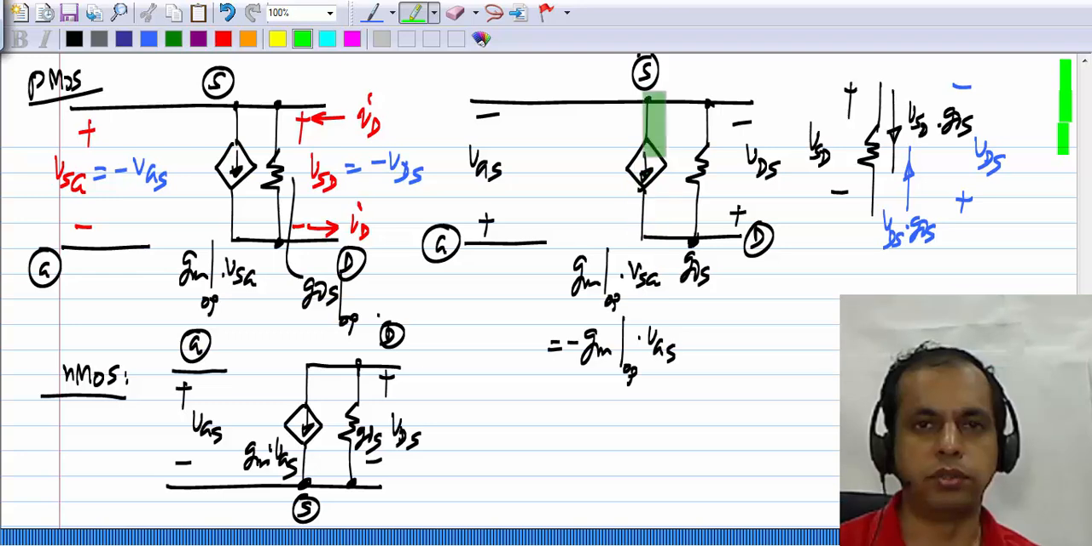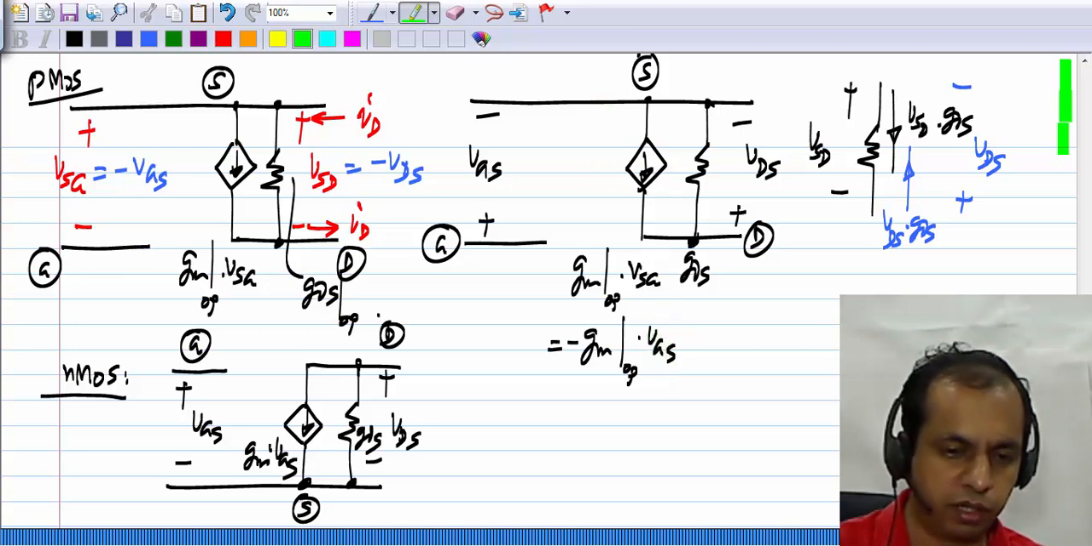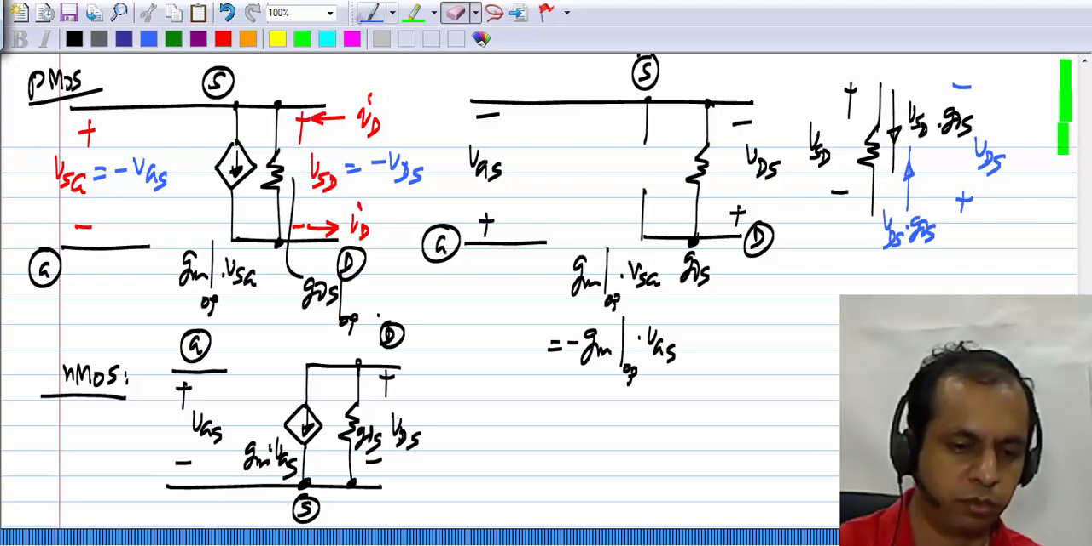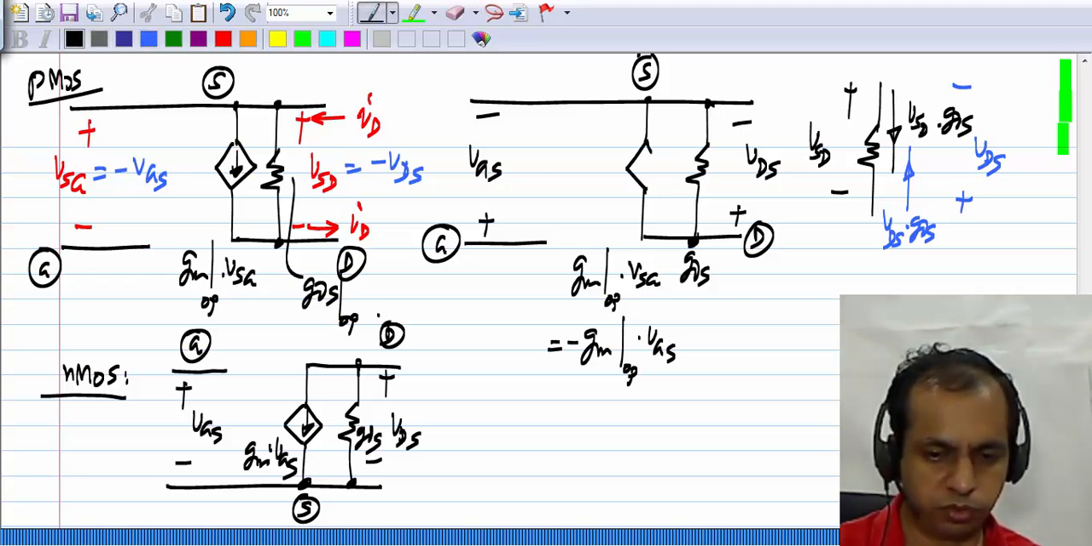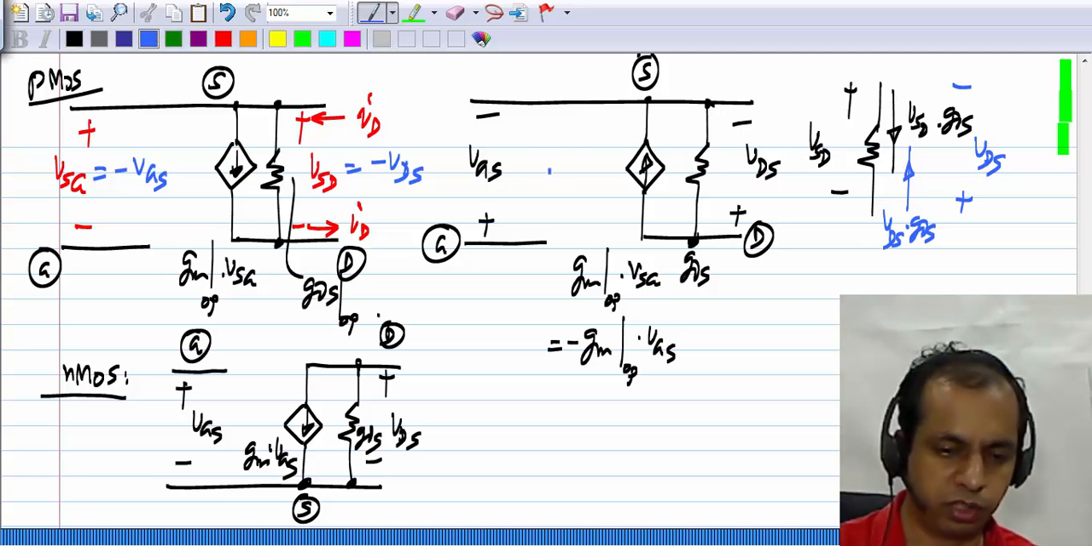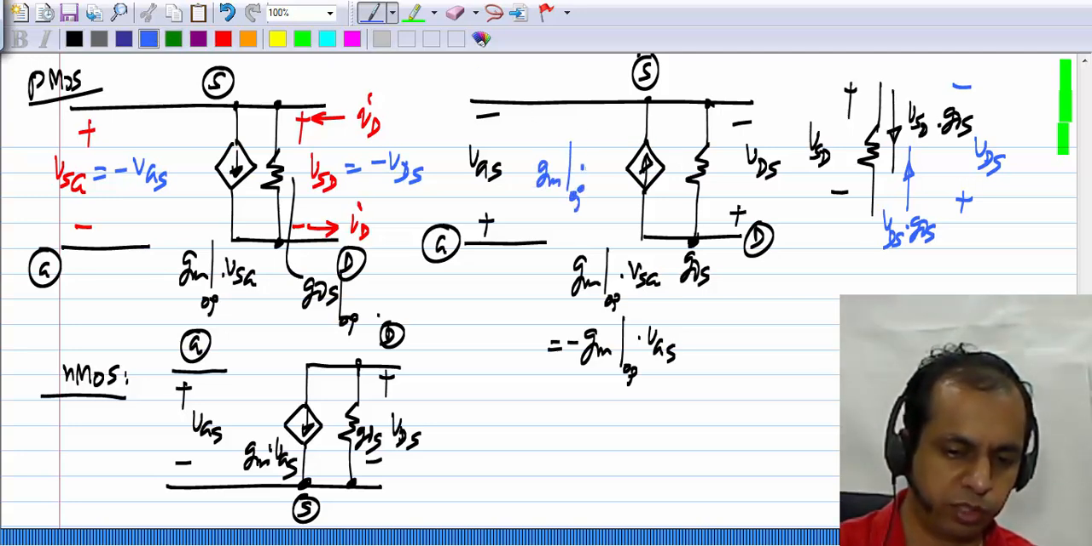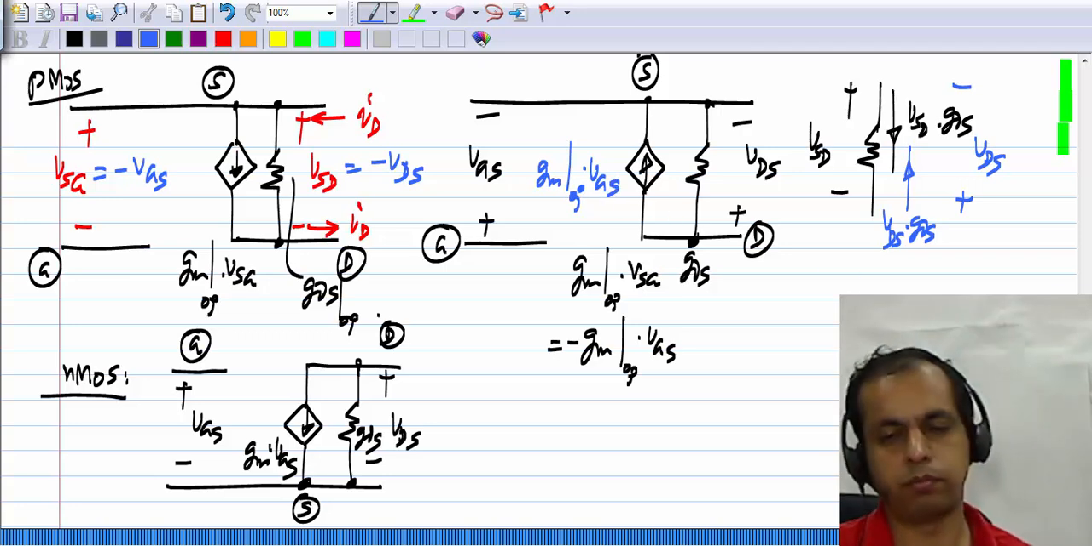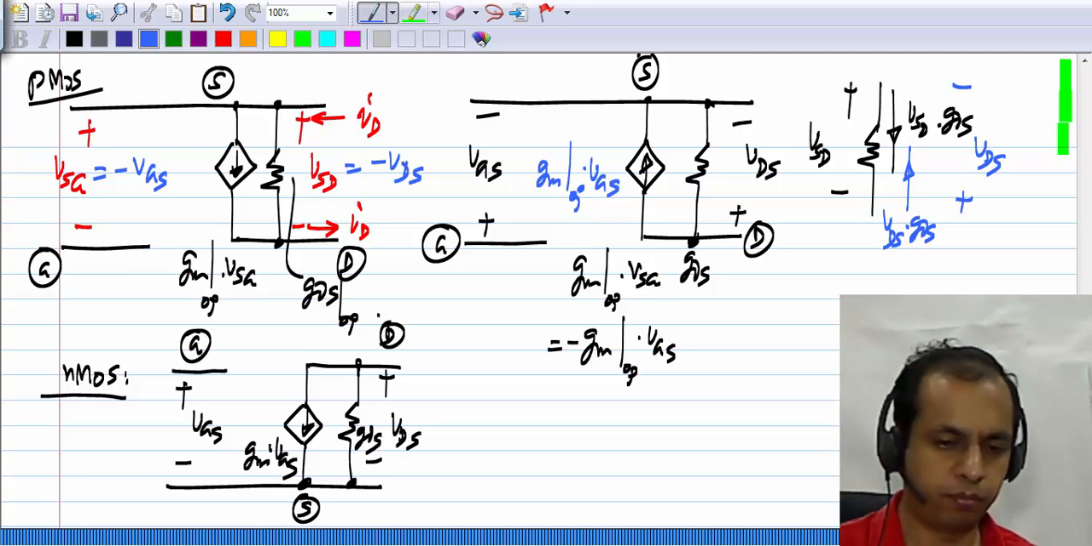Now this current source here is flowing from source to drain and it has a value minus gm VGS, and I can get rid of the minus sign by reversing the direction of the current source. I can make it flow from drain to source, in which case its value will simply be gm at the operating point times VGS.